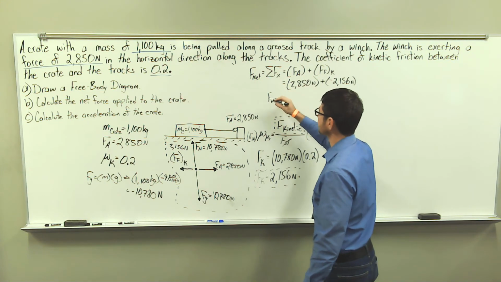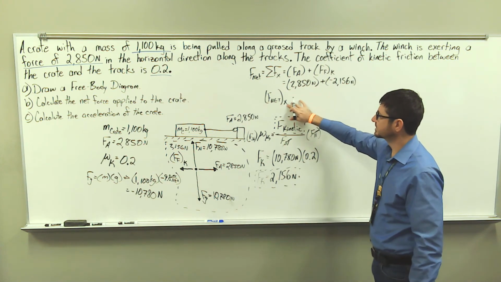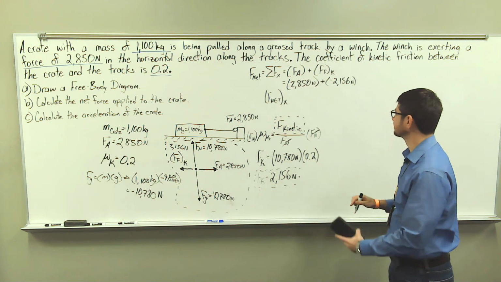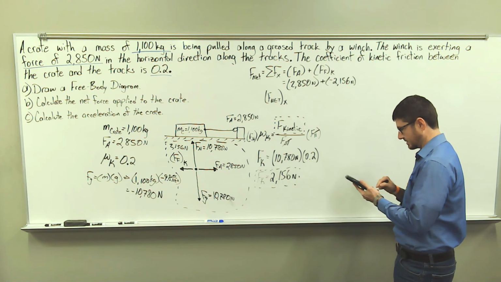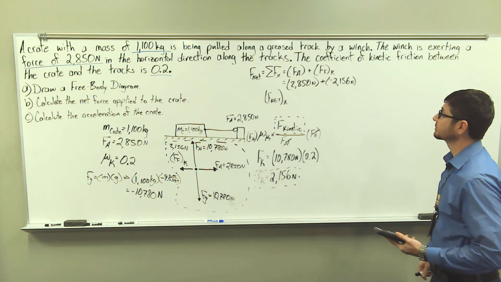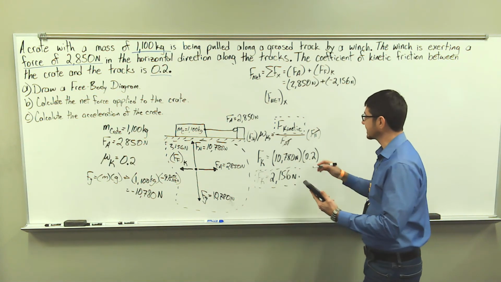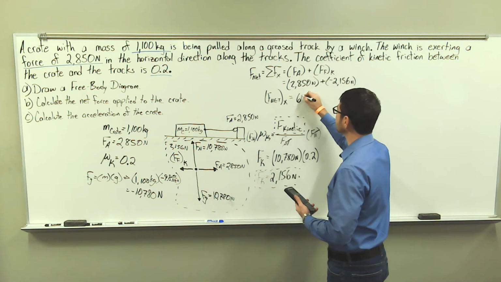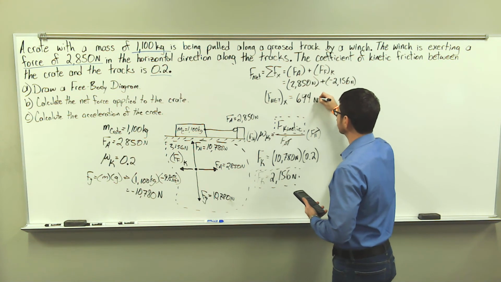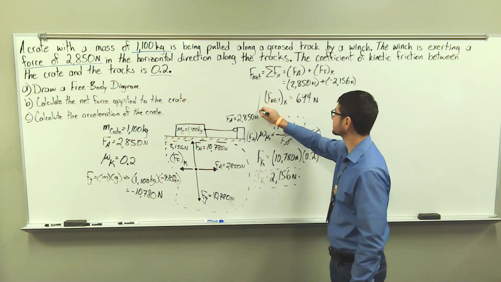So the net force applied, I'm going to use the subscript of x again to describe the direction. So 2,850 minus 2,156, my net force is a positive 694 newtons. So this will answer part B.